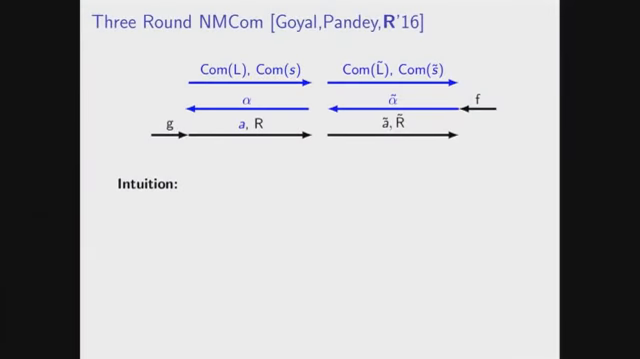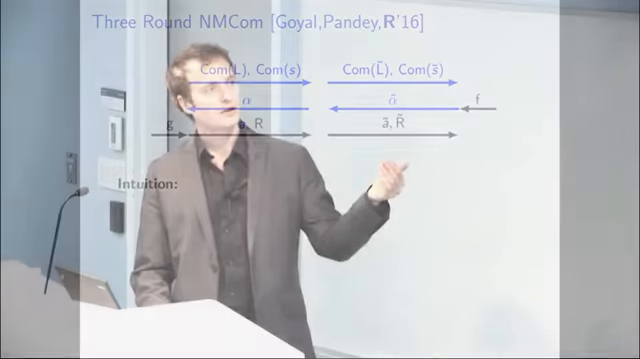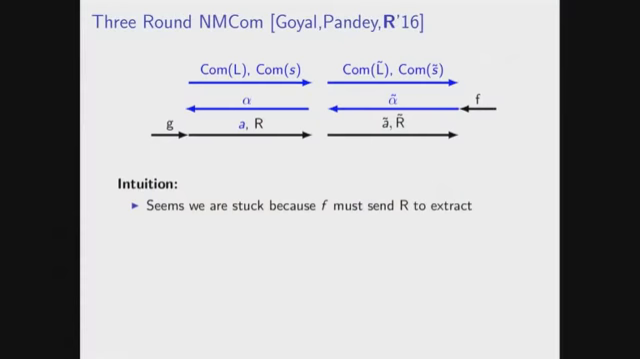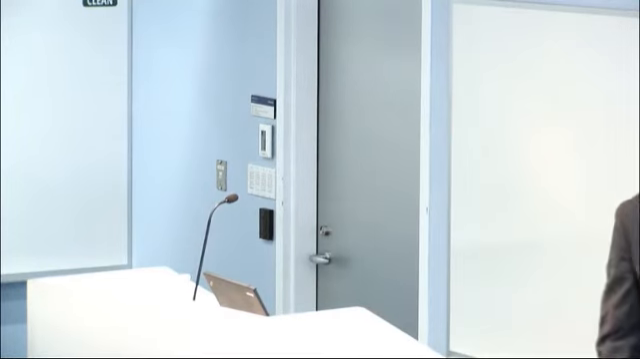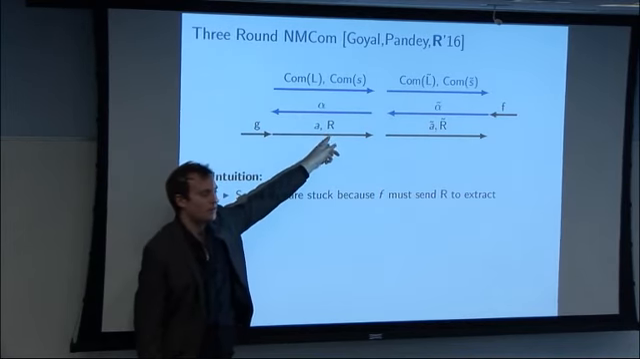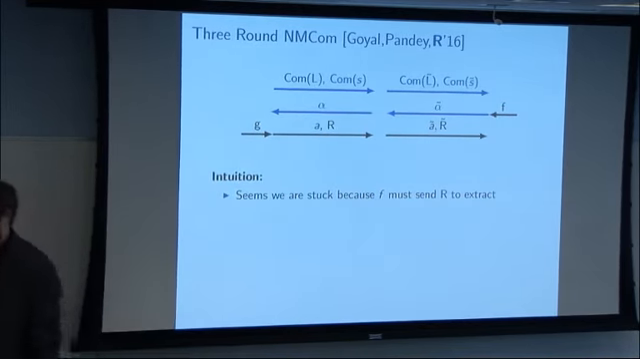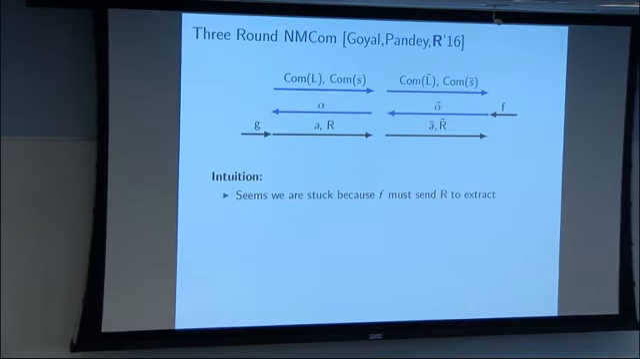which is the following, right? We have this extractor idea that we want to extract. We want to use F. We want to rewind, send a new query. But then in order to send an answer here, we also have to send R, and F isn't allowed to know R. Okay, so this seems like we're stuck. It seems like it's not going to work.